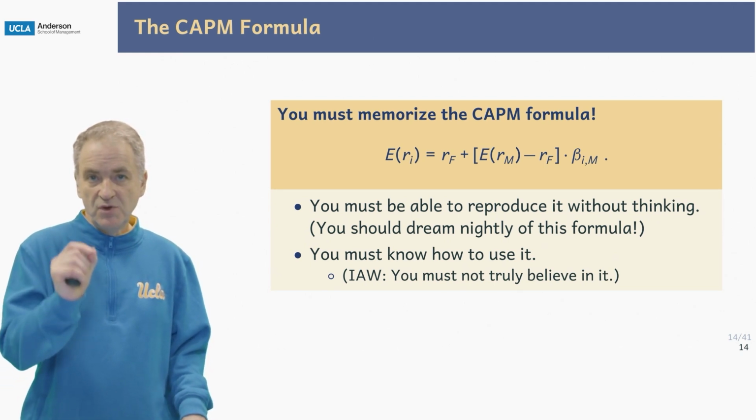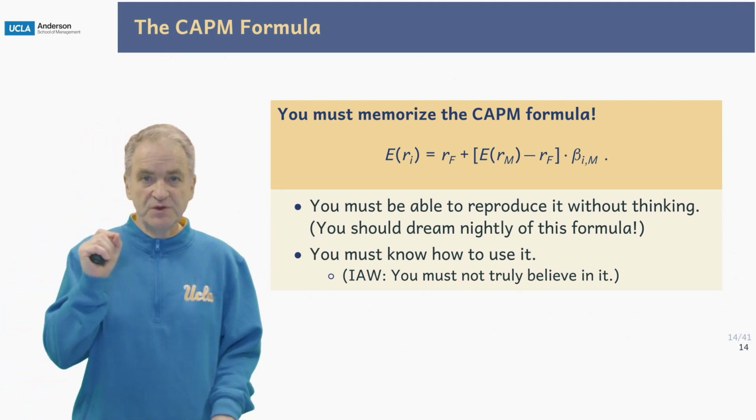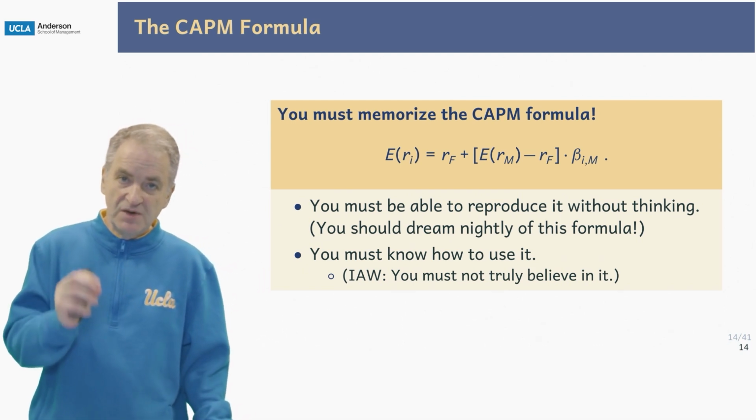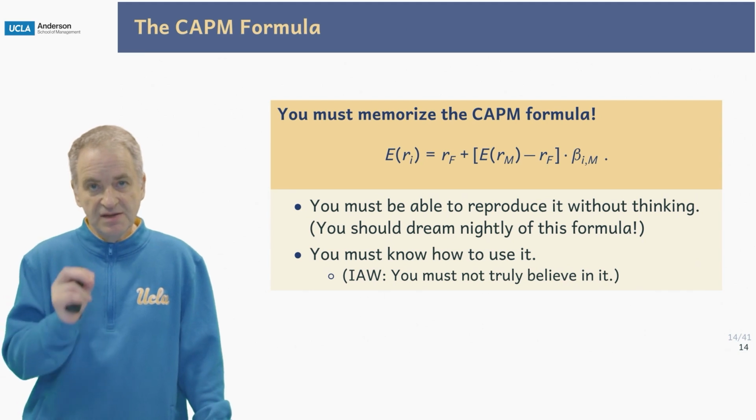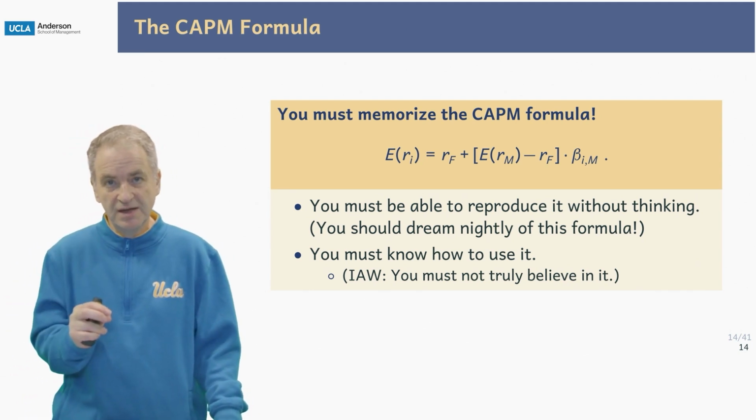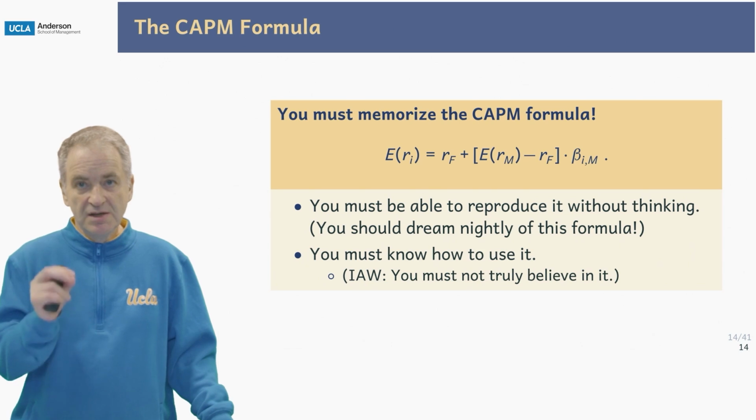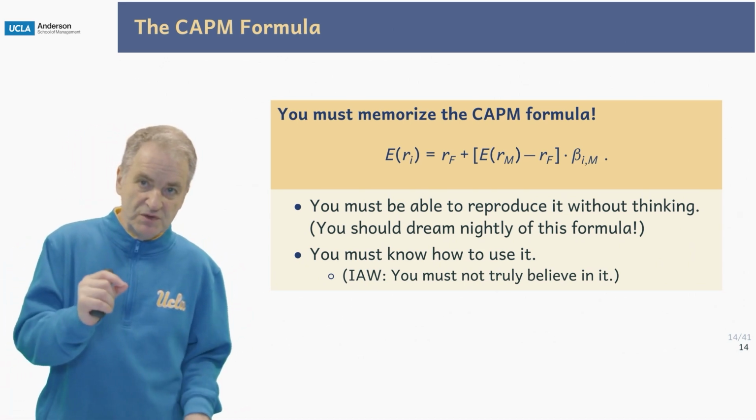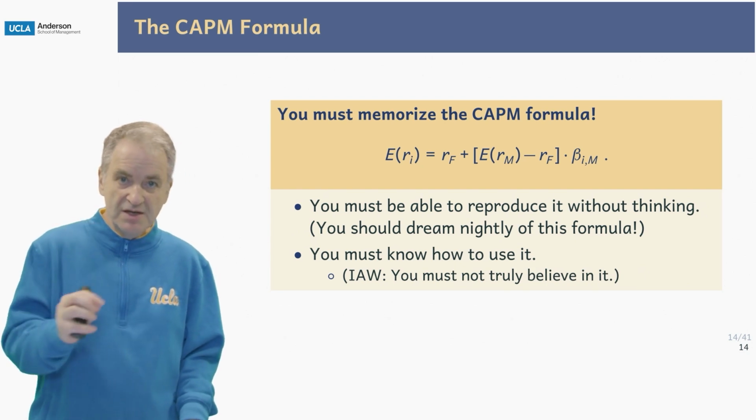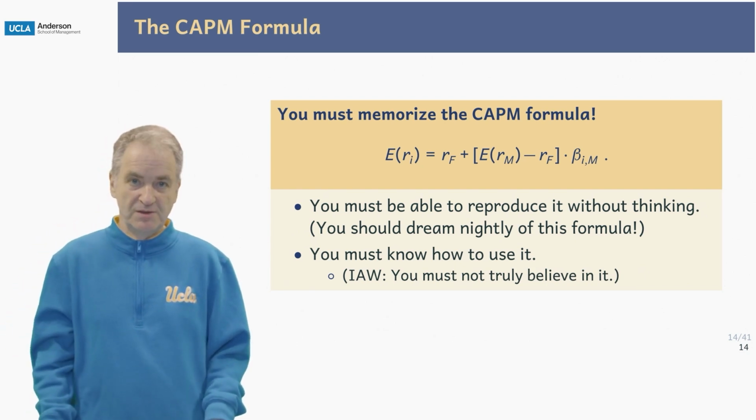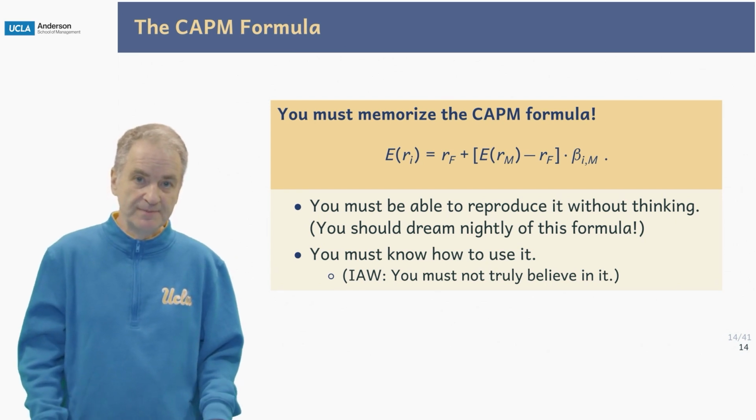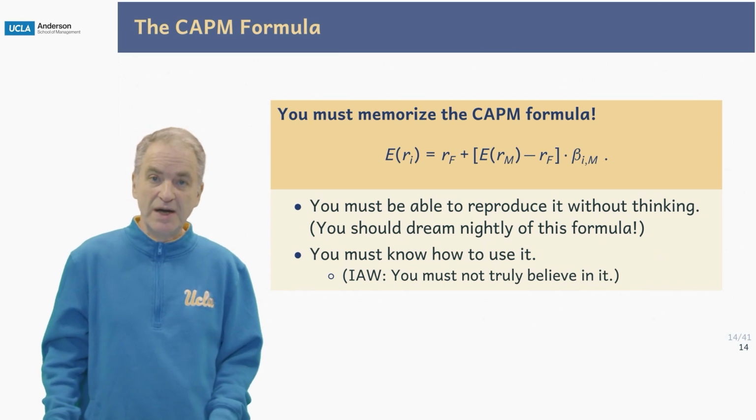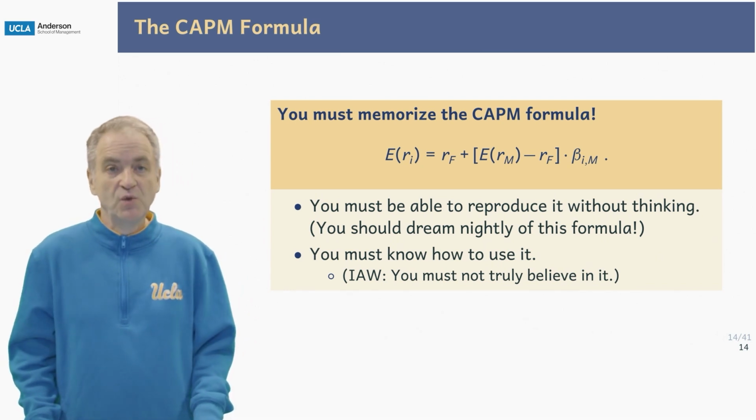You must memorize this formula. This is perhaps the most famous formula in all of finance. It says the expected rate of return on every asset in the economy should be the risk-free rate plus the equity premium times the beta of that particular project. You must be able to reproduce it without thinking. Dream nightly of this formula, please. And you must know how to use it. But please, don't believe in it. Don't believe it's true. And I'll explain to you later why I want you not to believe it without doubt.